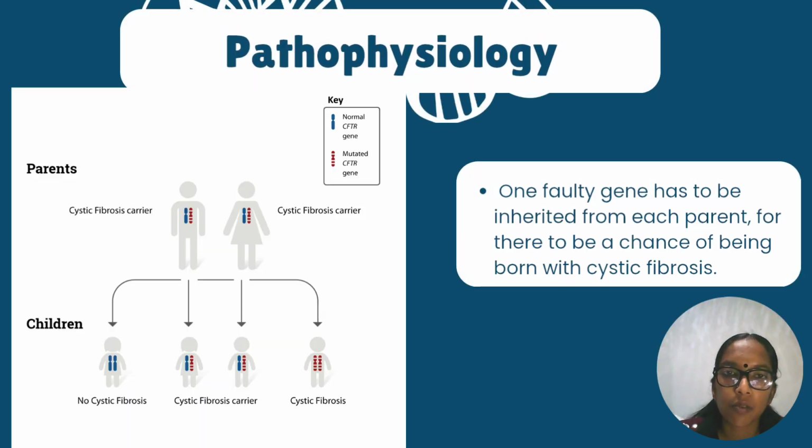In order to be diagnosed or have the gene of cystic fibrosis, one faulty gene has to be inherited from each parent for there to be a chance of being born with cystic fibrosis. So both parents have to have the cystic fibrosis gene. As indicated in our genetic diagram, we see that both the parents, mom and dad, have the gene of cystic fibrosis, which then makes the kids have a 25% chance of having cystic fibrosis.